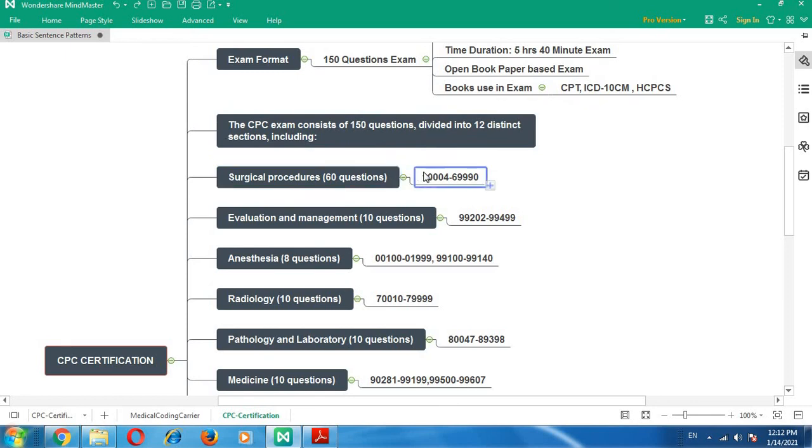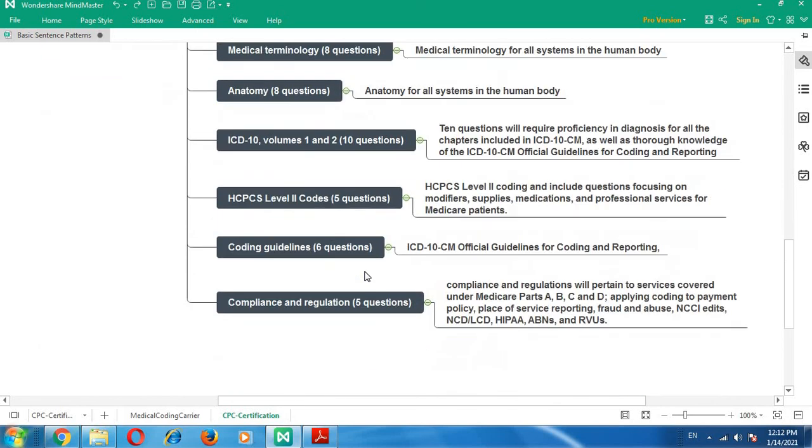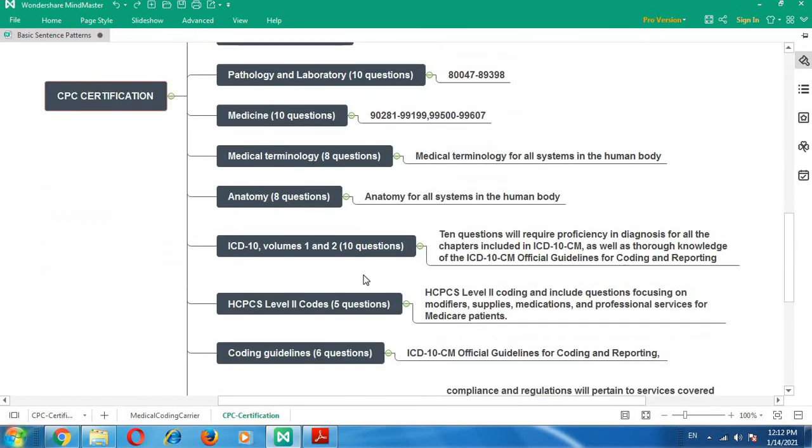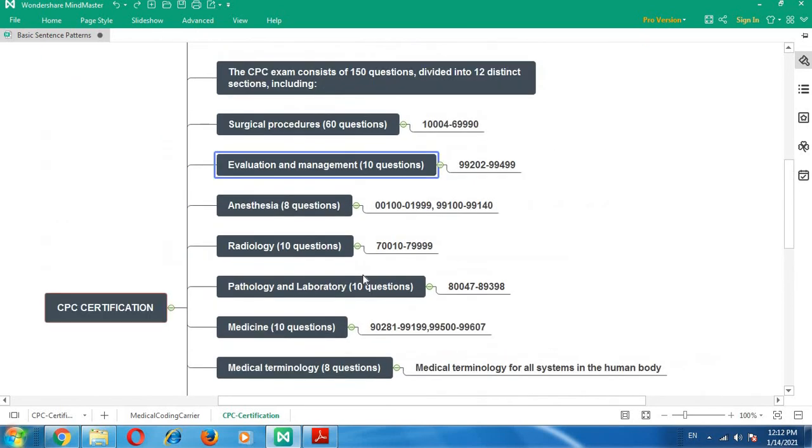So this section is very important. If you practice all these sections step by step properly, their basics, their question types, and if you understand the concepts of all these questions, you will easily crack the CPC certification.